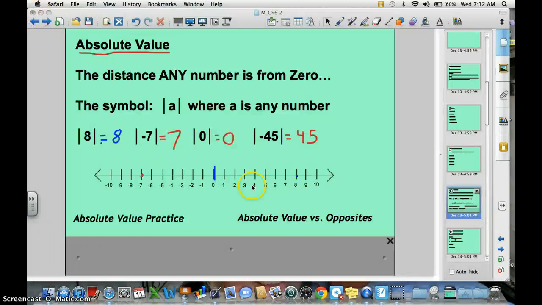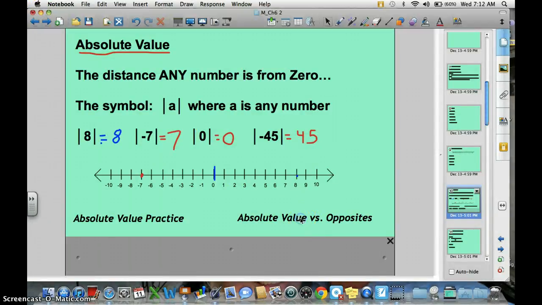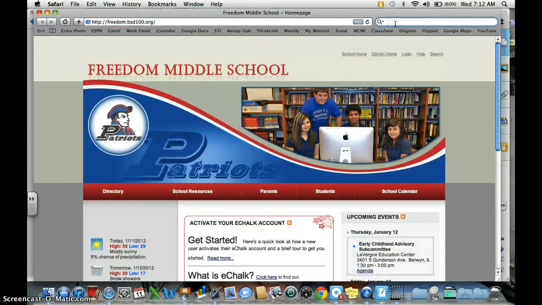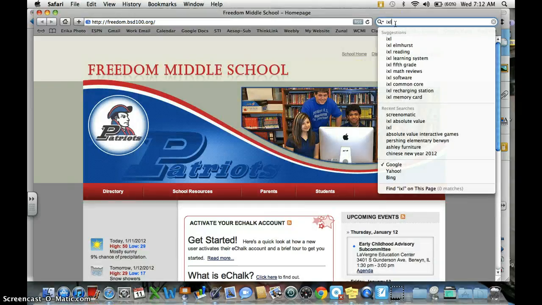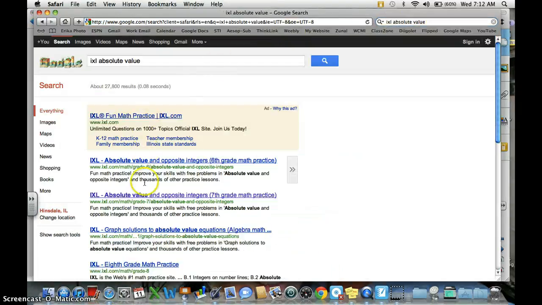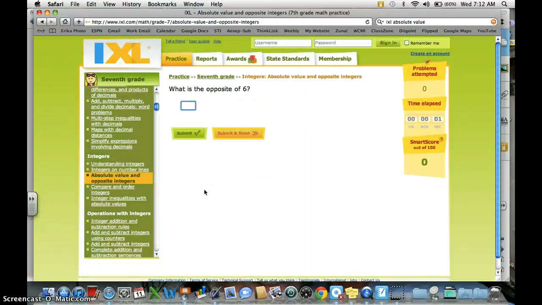The other game, or practice one, is absolute value versus opposites. That one, the link might not have worked. IXL absolute value, I've already gone there. I'm doing the 7th grade one. This one is going to be making sure you understand the difference between opposites and absolute value. So you have to read the questions carefully.